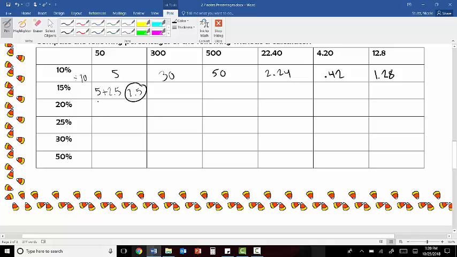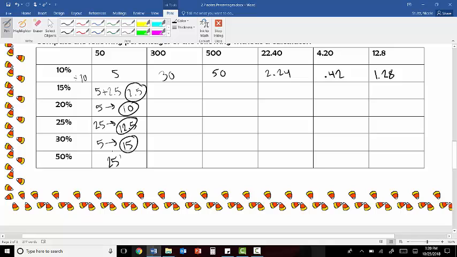20%, you're going to take 10%, or divide by 10, you're going to get 5. And then you're going to double it to make 10. 25%, you're just going to divide 50 by 2. That gets 25. And then you're going to do it again. 25 divided by 2 is 12 and a half. 30%, the trick says divide by 10, you get 5. And then triple your answer, that makes 15. And then 50% of 50, so you just think, what's half of 50?